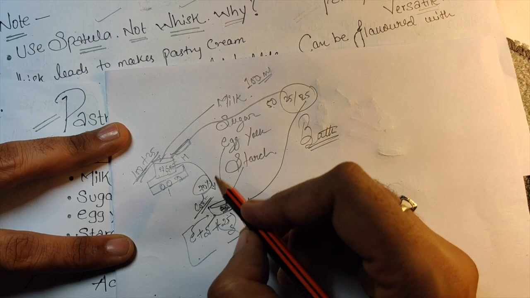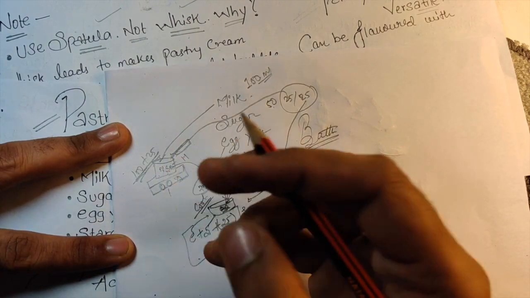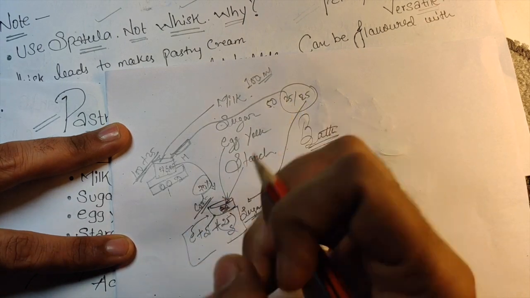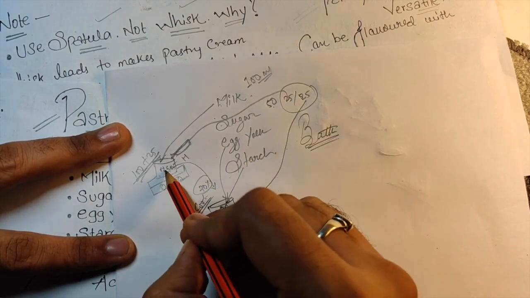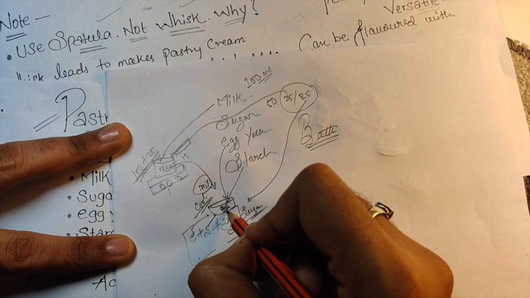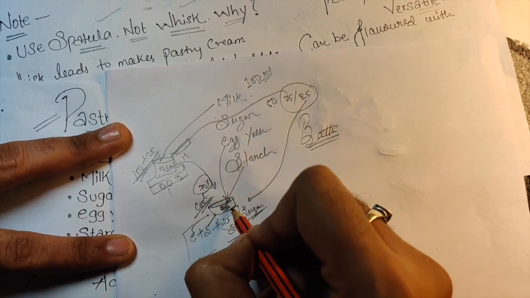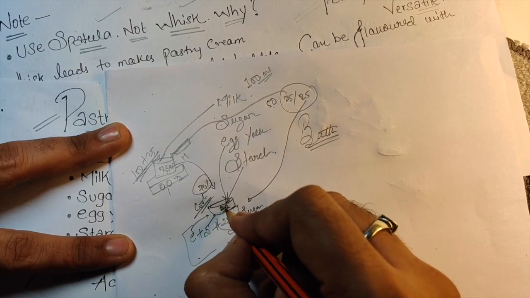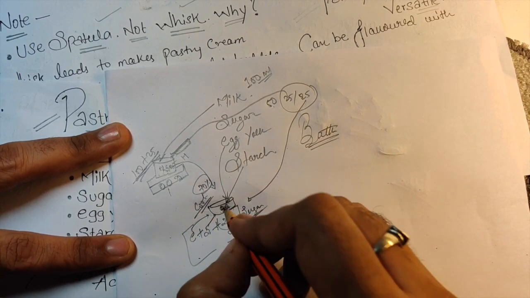Why? See, whenever we put cold directly in the hot, it seizes. It just seizes, right? And makes lumps. That means this heat will cook the egg rapidly and it will make a scramble. We don't want to make scrambled egg. We want to make pastry cream. So we have to save this egg. We don't want to make it curdle. Here the sensitive thing comes.